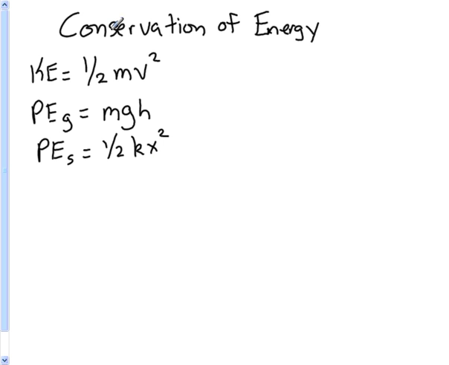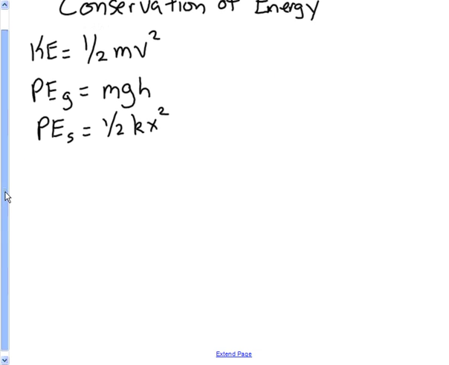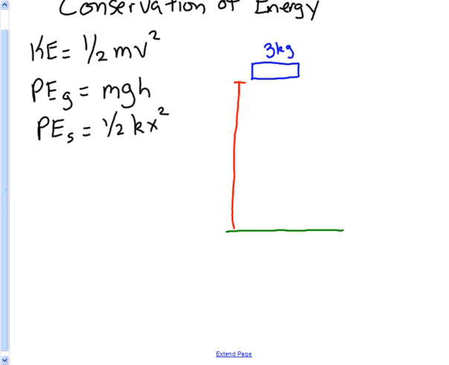So let's see if we can use these equations to take a look at a specific situation. And that situation is going to be one where we have a book. Okay, here is our book. That book happens to be 3 kilograms in mass, and it is above the floor. There's the floor, and there is a total of 2 meters between the book and the floor. So it's 2 meters up in the air.